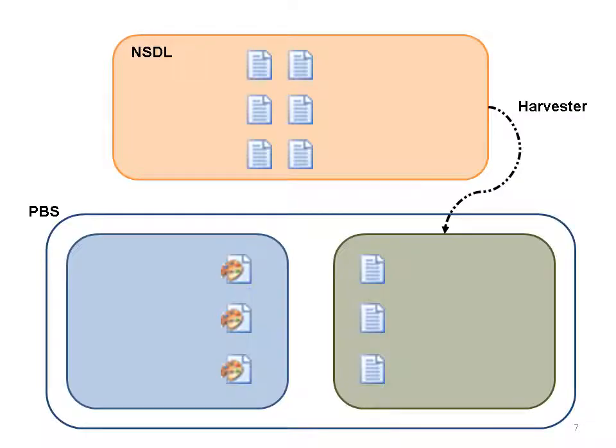The NSDL core integration group at Cornell, at some point in the past, wrote a harvester to go out to individual collections and harvest and bring back metadata records. A harvester uses the Open Archives Initiative Protocol for Metadata Harvesting, OAI-PMH. OAI-PMH is a protocol like HTTP, the Hypertext Transfer Protocol, which is to say it's a set of rules for how data is exchanged between two computers.